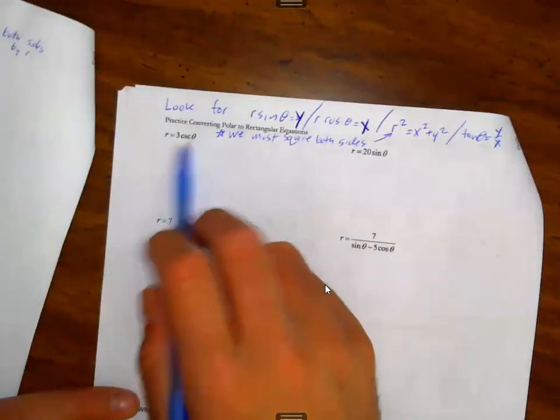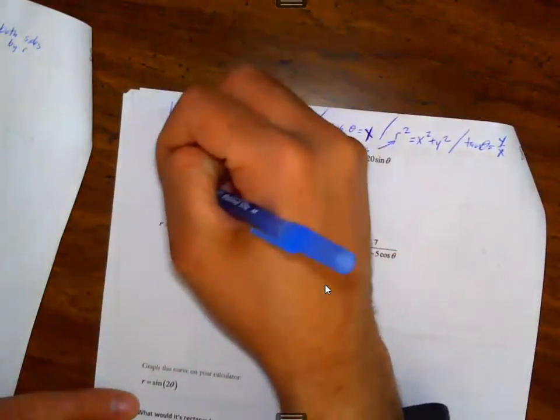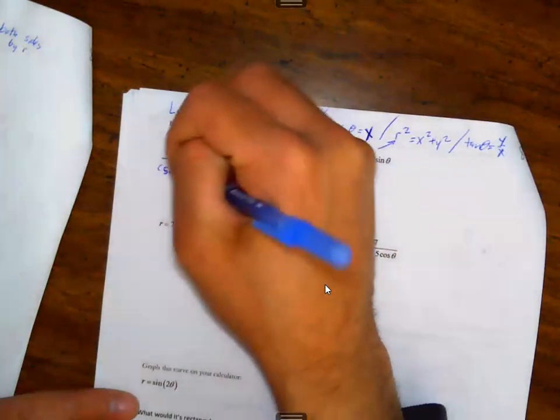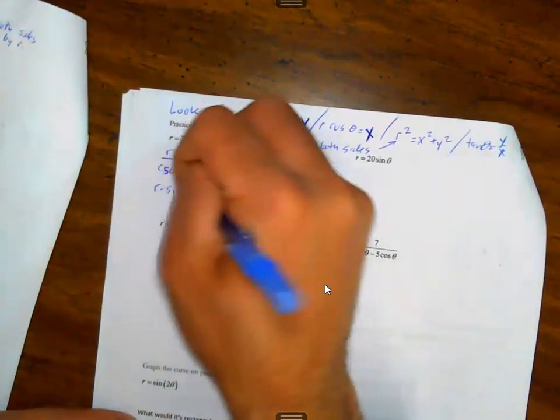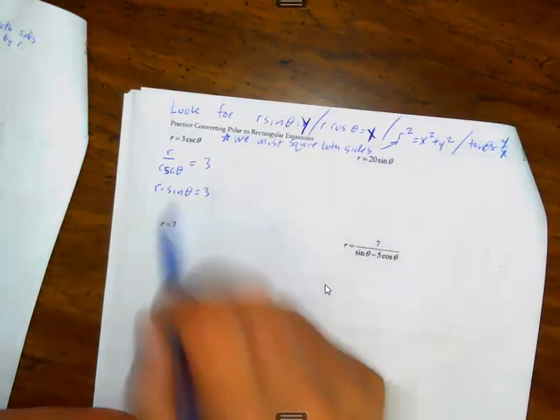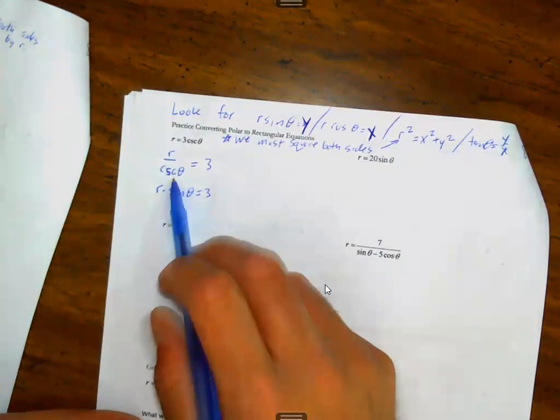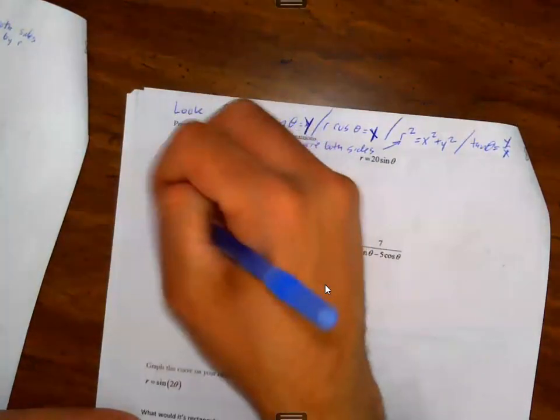All right. So to convert this one here, r equals 3 cosecant theta, we have to try to get r sine of theta or r cosine theta. So if we divide both sides by cosecant, we get r over cosecant equals 3. And then r times the sine of theta equals 3, because 1 over cosecant is equal to sine. And then now you can just substitute this out for y, and you get y is equal to 3.